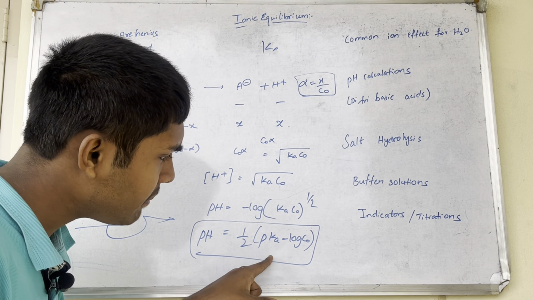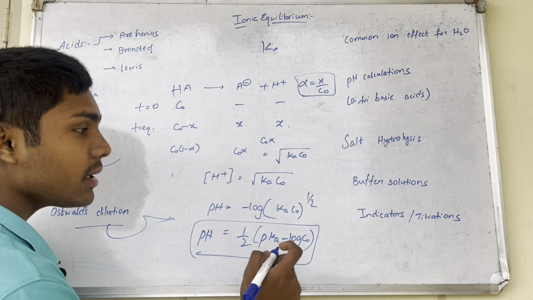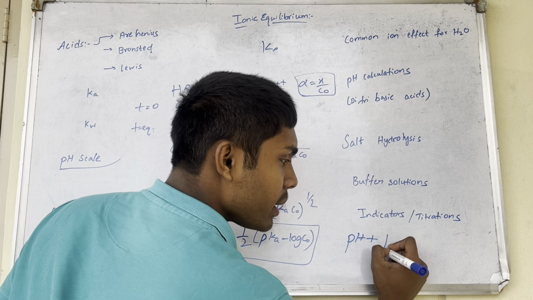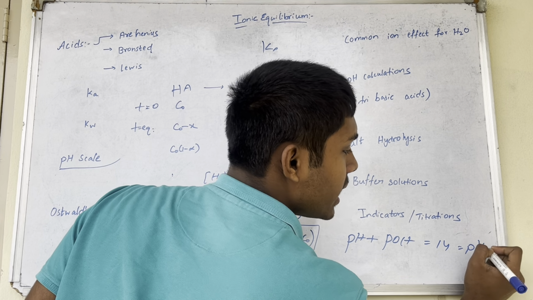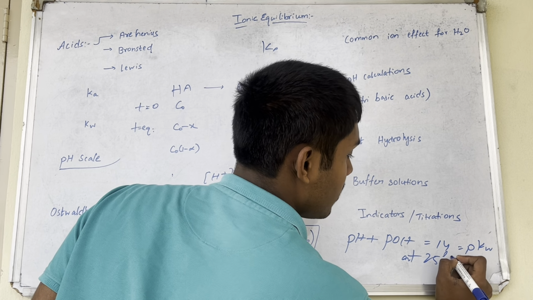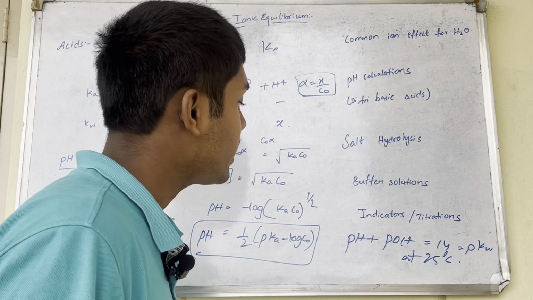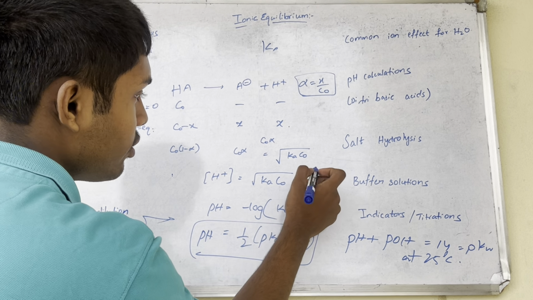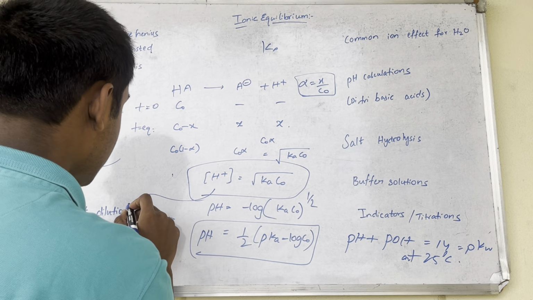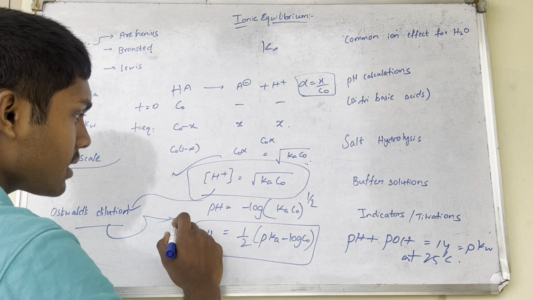If you have a base, it is half of pKb minus log C naught for pOH. And one more thing I forgot, pH plus pOH is equal to 14, equal to pKw at 25 degrees Celsius. Okay. So if you have pH, you can easily find pOH. So this is about Ostwald's dilution law. Here for dilution, you can use this thing. This is what Ostwald said. Right? So try to remember this formula and this formula.